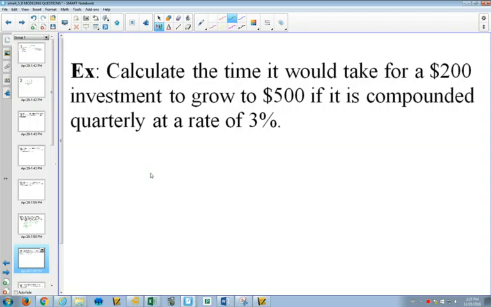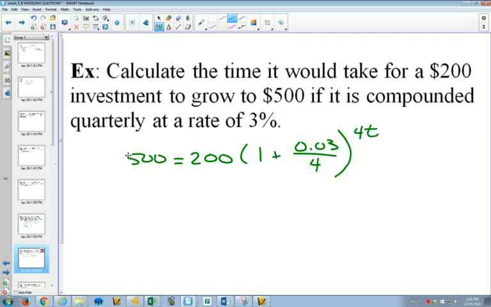If it's compounded quarterly at a rate of 3%, how long would it take $200 to go to $500? Again, I'll give you a second to write out the equation. How did you do? Now, what we wanted to solve for is time, and time is in the exponent. So now you have to use logarithms. So what are you going to do for your first step?